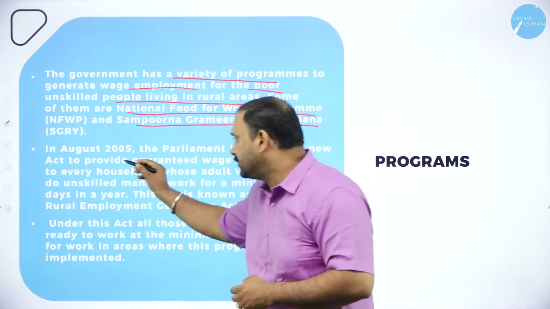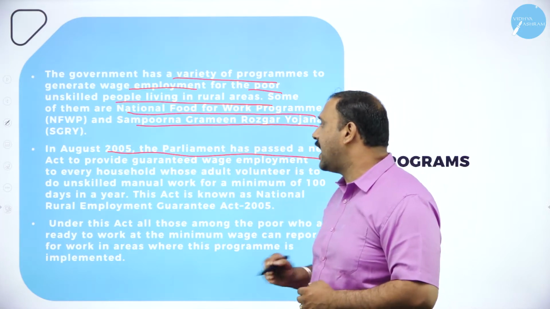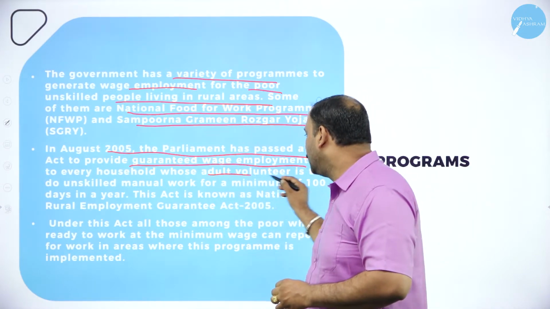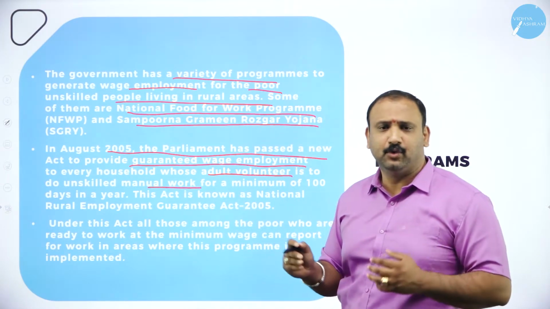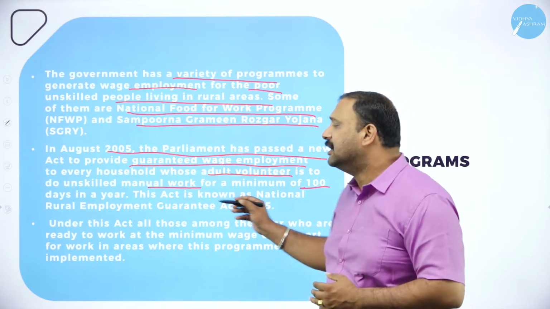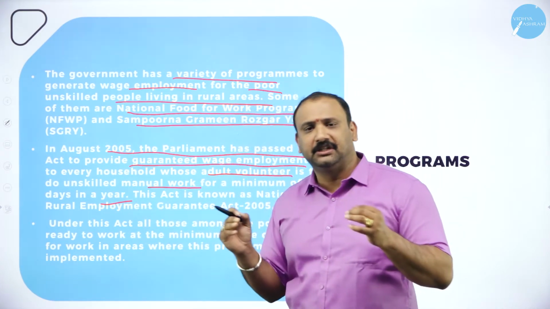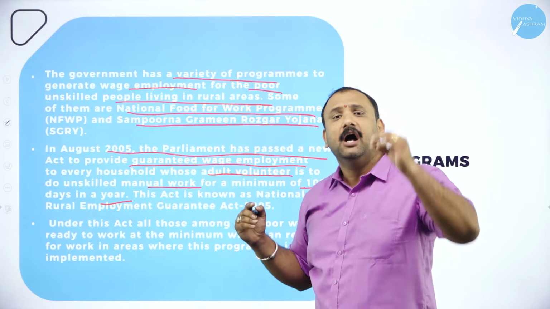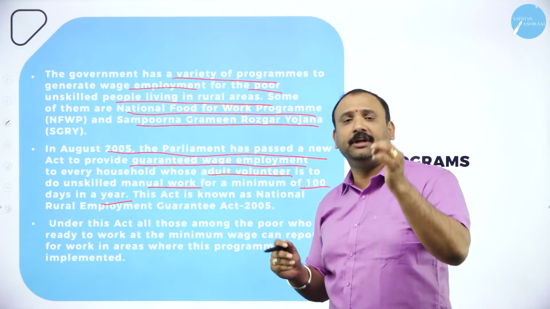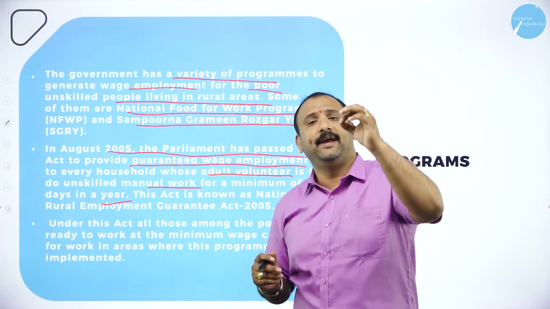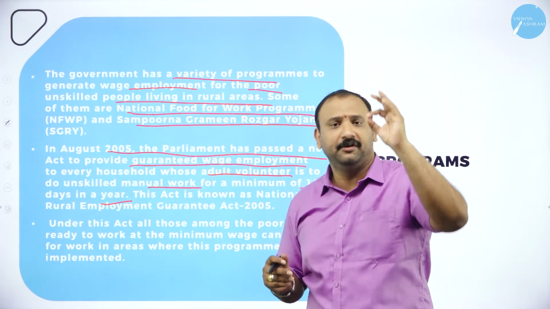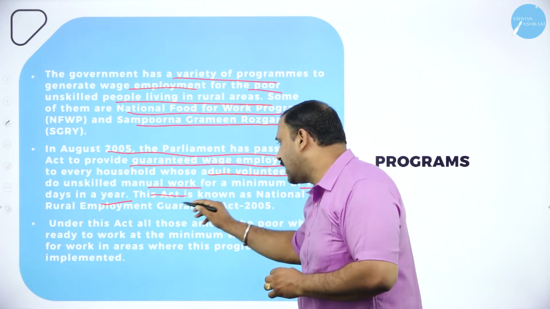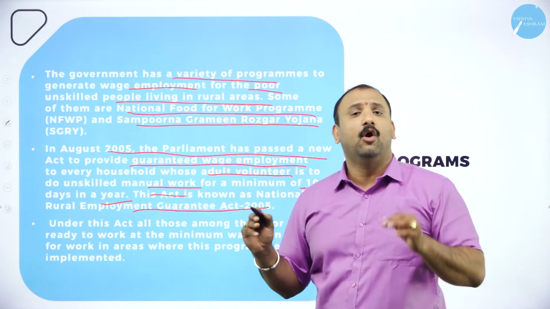In August 2005, the Parliament passed a new act providing a guarantee of wage employment to every household whose adult volunteer is unskilled and ready for some manual work, for a minimum of 100 days in a year. So one-third of the days in a year, that is 365 days, we roughly took it as 300 days. 100 days in a year, the government of India planned that we will give them a wage worker, a minimum guarantee for 100 days. There will be employment and there will be wages for that. This act is known as the Rural Employment Guarantee Act of 2005.